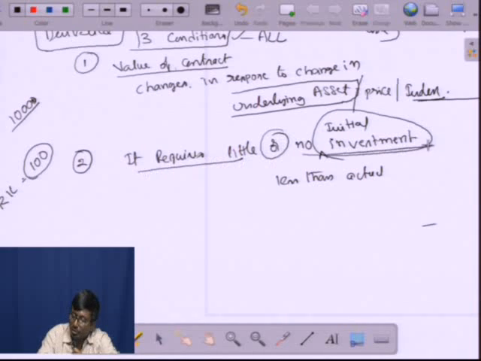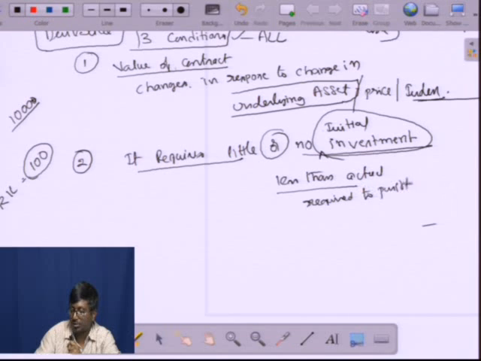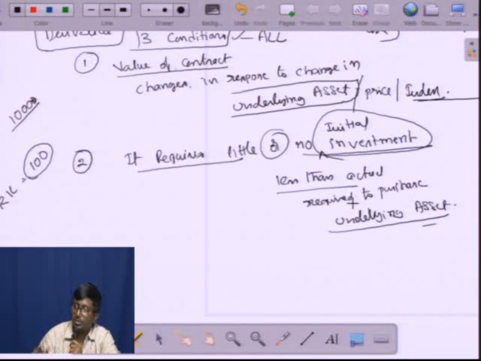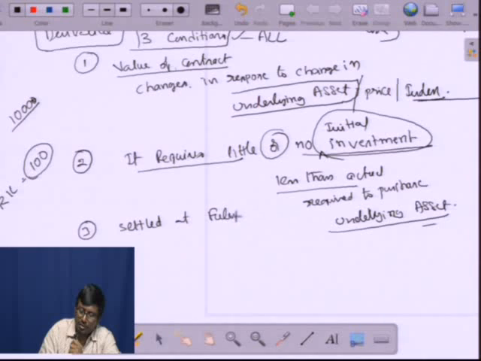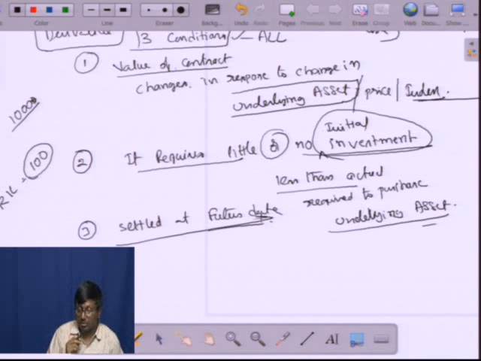It requires little or no initial investment, that is less than, note down please, less than the investment required to purchase the underlying asset. If I want to buy the underlying asset, I may end up paying huge money. Compared to that, I am paying some investment which is very little. Okay, listen. Next, third: settled at a future date. Obviously it is going to be settled at a future date.